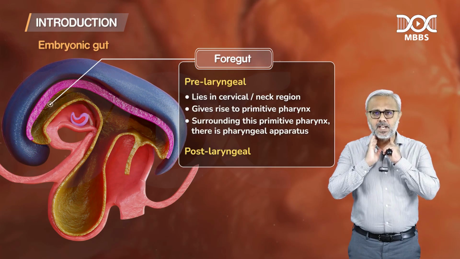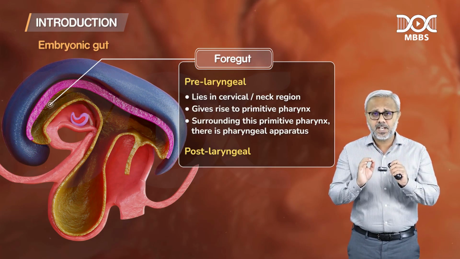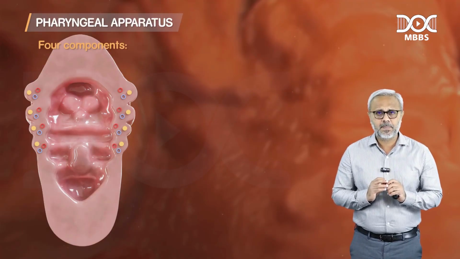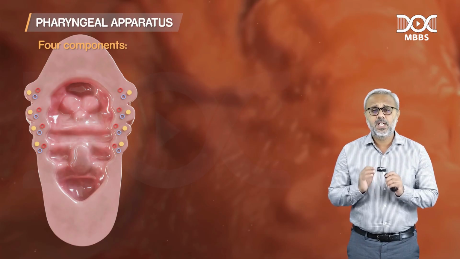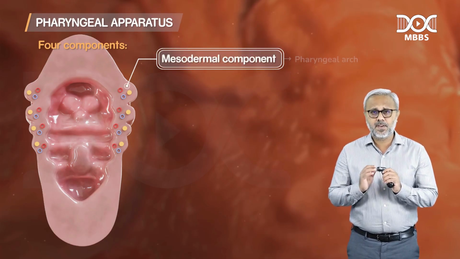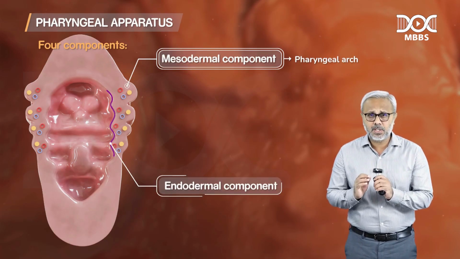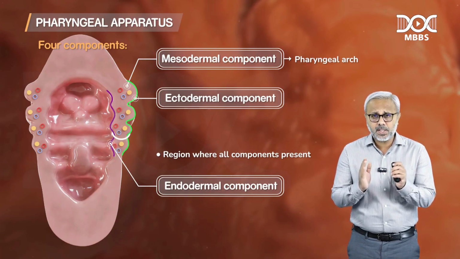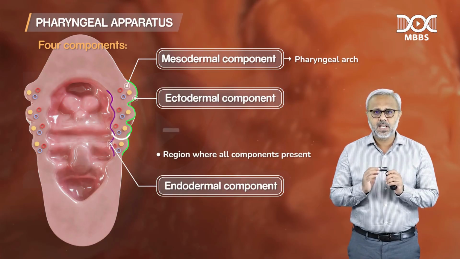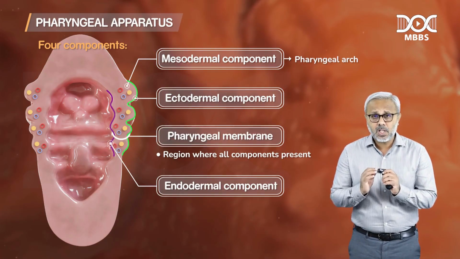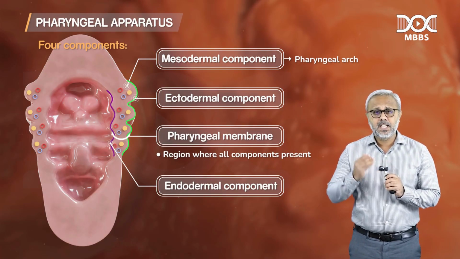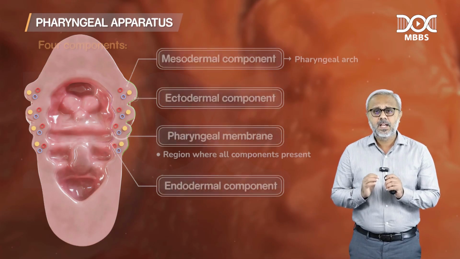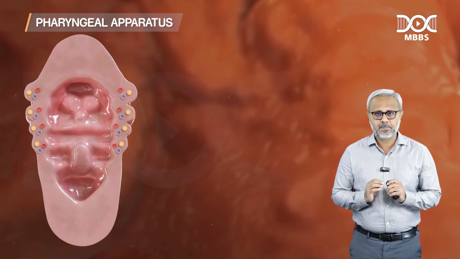Surrounding this primitive pharynx, we have the appearance of pharyngeal apparatus, which includes four important components, right? These components include a mesodermal part called the pharyngeal arch, an endodermal component, an ectodermal component, and a region where all three components come together, which is called the pharyngeal membrane. All these can be best identified if we take the coronal section of the developing embryo, and we will see that a little bit later, right?